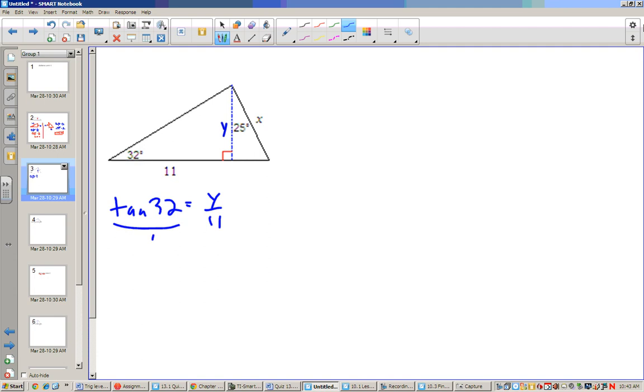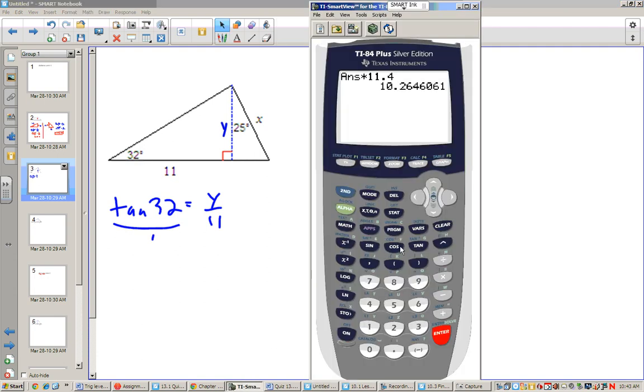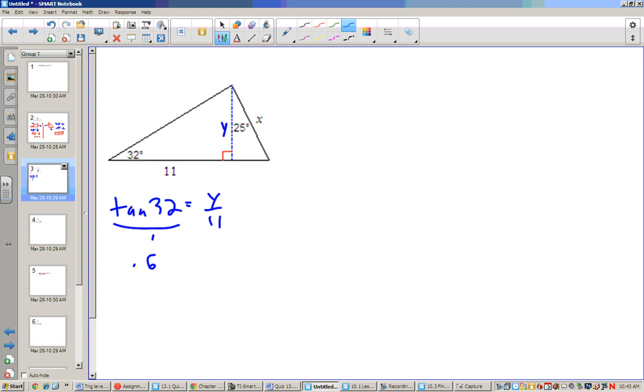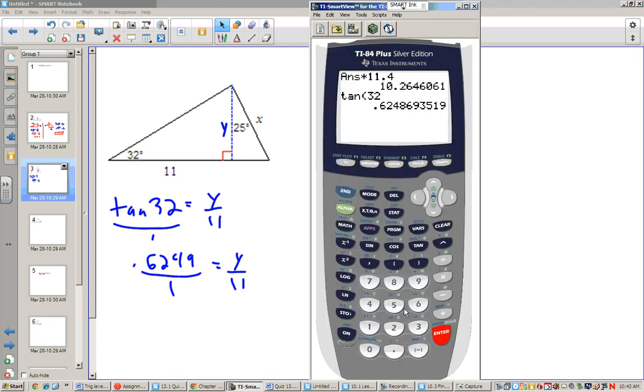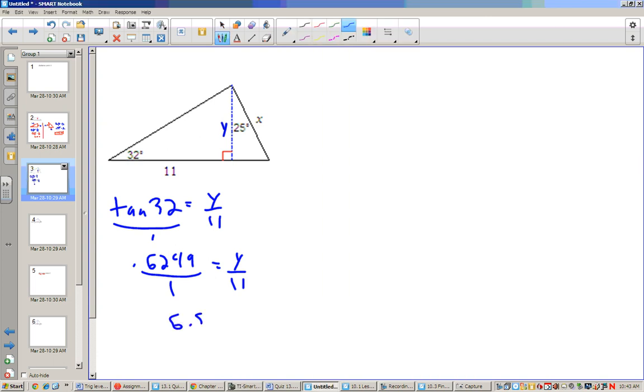So tangent of 32 gets us to 0.6249. 0.6249 over 1 is equal to y over 11. Now I cross multiply, 11 times that previous answer, will get us to 6.87. So our y value is 6.87.